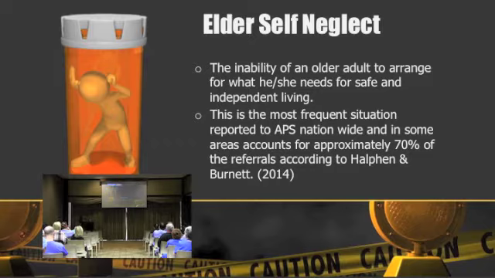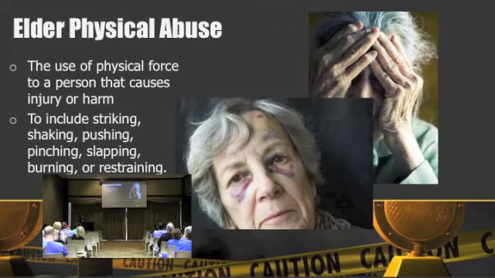Then we have elder physical abuse. Any type of physical force to a person that causes harm or injury to our elder patients. This includes any form of striking, shaking, pushing, pinching, slapping, burning, restraining. Wrongfully restraining is a form of elder physical abuse. So even thinking as nurses in our setting, any type of unnecessary restraint is a form of abuse. So we want to use restraints very cautiously and judiciously for our patients.